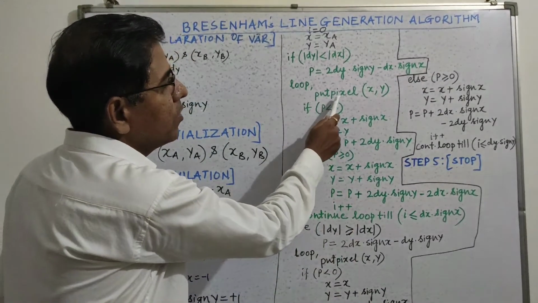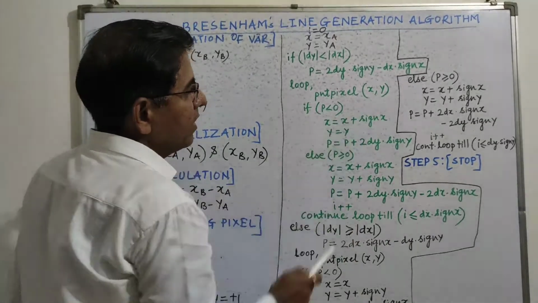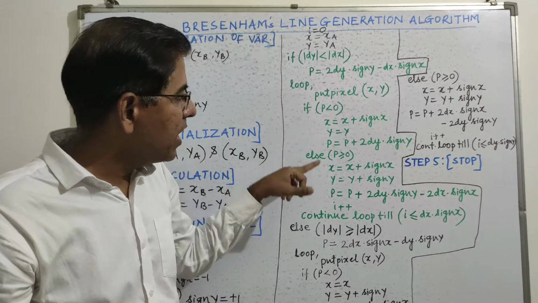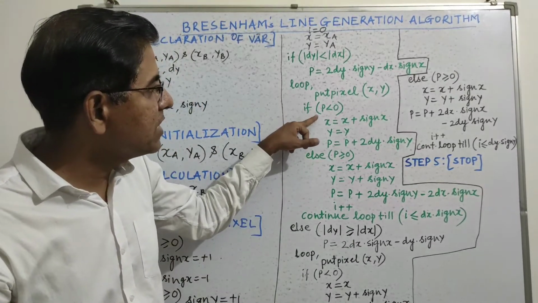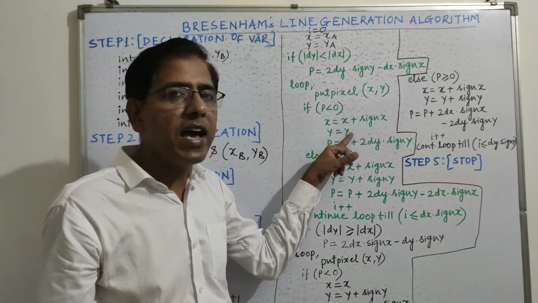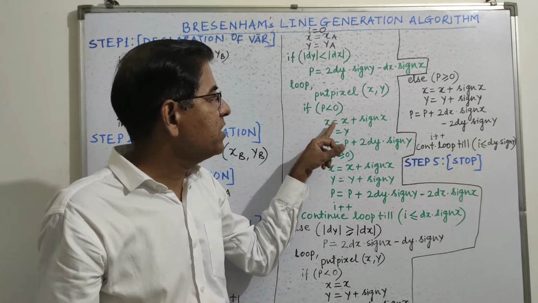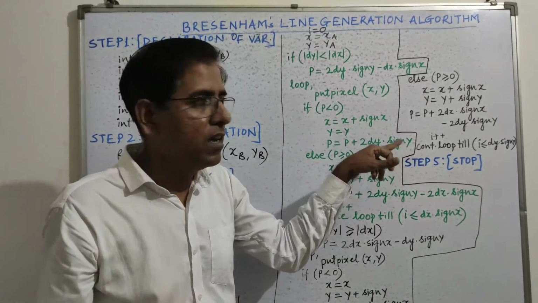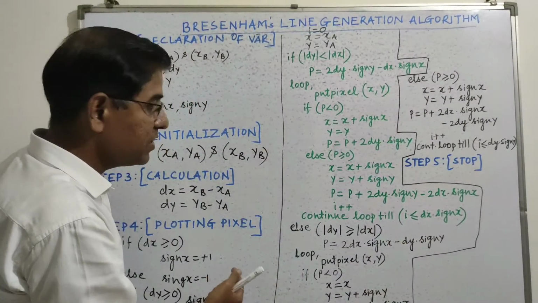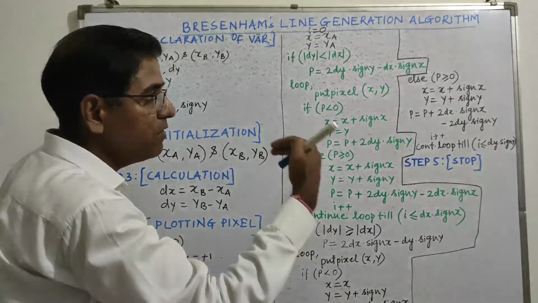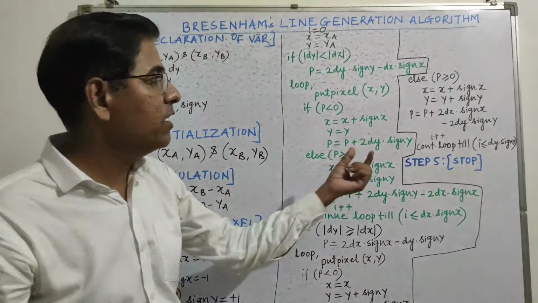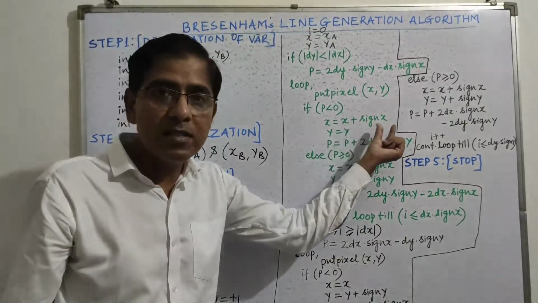Then loop, put pixel x comma y. Now in this there are two conditions. If p is less than 0 and p is greater than 0. So if p is less than 0, then increment the value of x by 1 and keep y as it is. So here x is equal to x plus sin x. Okay. So if the value of sin x is positive, then 1 is added. If it is negative, that means we have to subtract 1 from the value of x. Okay. So here x is equal to x plus sin x.